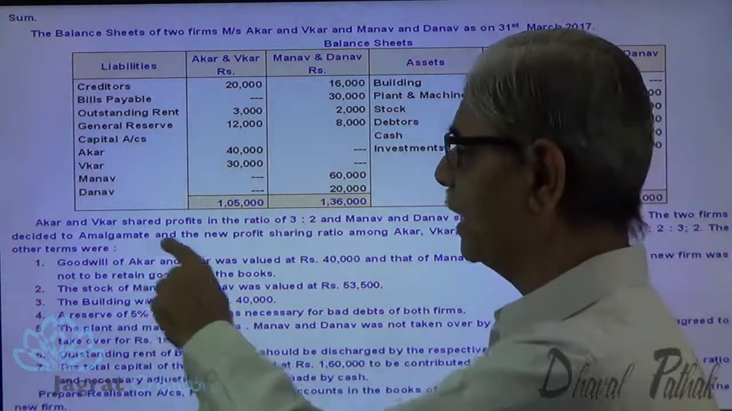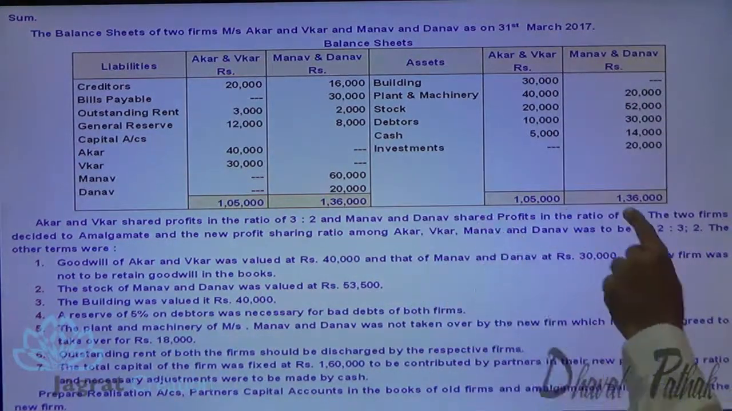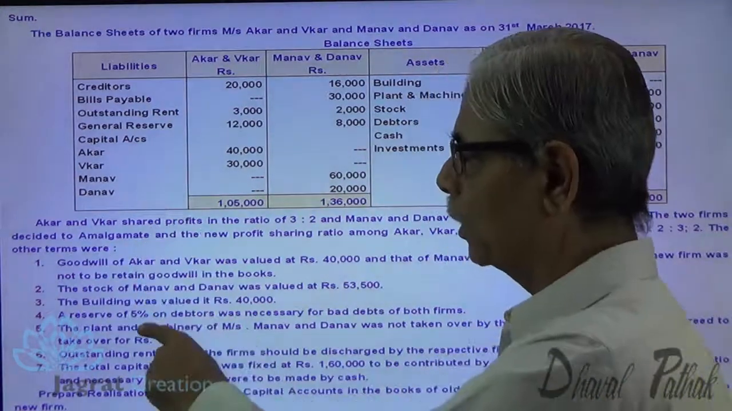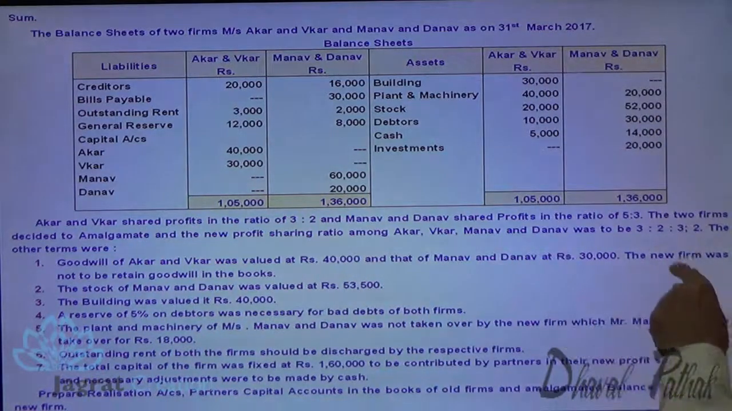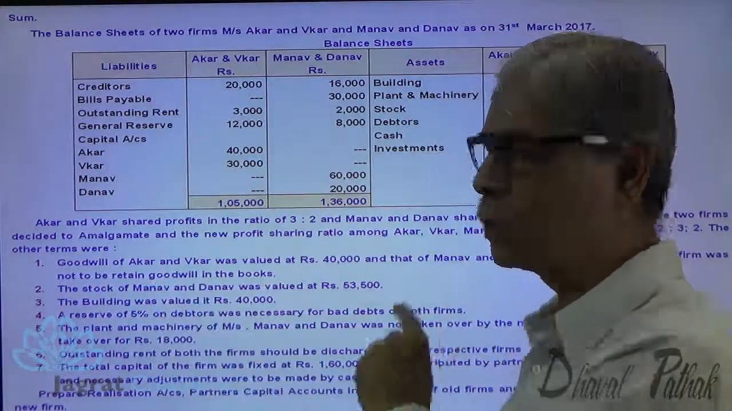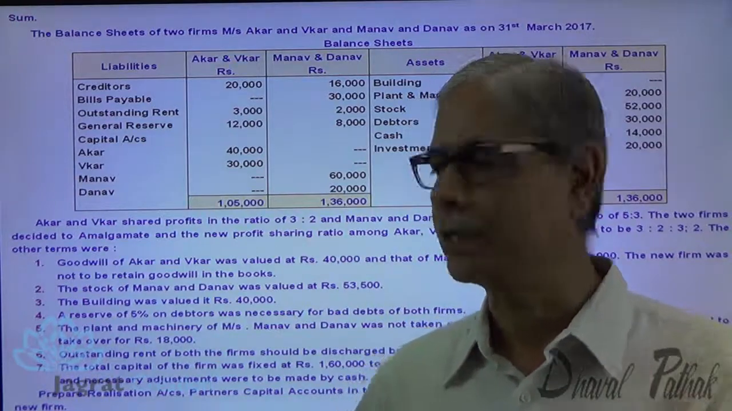The two firms decided to amalgamate, and the new profit sharing ratio amongst Akar, Bakar, Manav and Danav is 3:2:3:2. The other terms are as follows. Goodwill of Akar and Bakar will be valued at 40,000, that of Manav and Danav 30,000. The new firm not to retain goodwill in the books. So in the new partnership firm, after purchase of goodwill, goodwill is required to be written off.